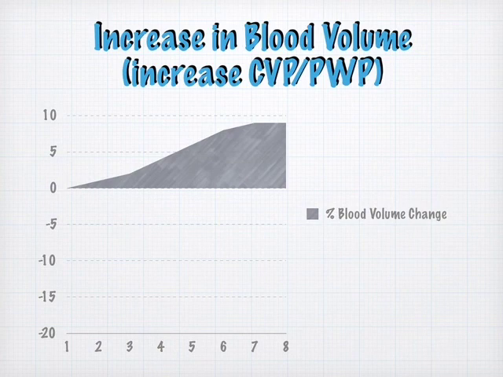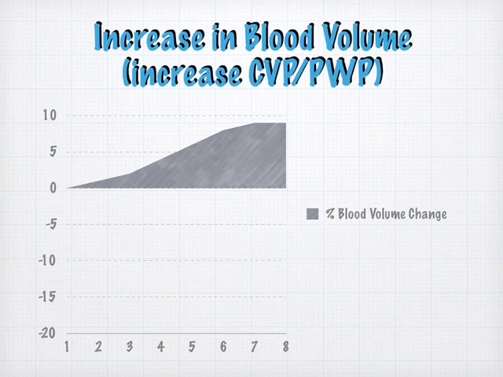So as time progresses from 1 to 2 to 3 to 4 to 5, you can see this person's blood volume is increasing. So their intravascular volume is increasing. So if that's happening, well, we could have an increase in the CVP and wedge. And whether or not the person is actually having fluid removed or added at this point is inconsequential.